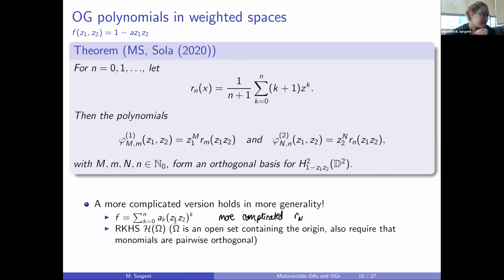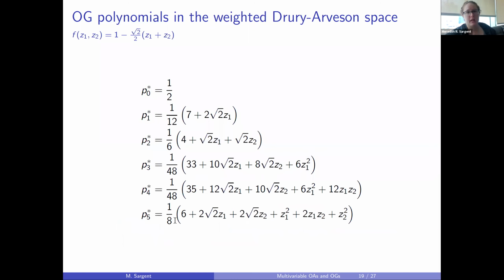So there is a nice two variable example that we have. Here, I'm going to write about this in the Drury-Arvidsson space, but it also works in a more general space, and I'll talk about that too. Here, I'm taking, instead of Z1 times Z2, I'm doing Z1 plus Z2. And I have just taken this and run it through the matrix method to compute optimal approximants. Computed the first 5 here. Look how pretty those are. They follow a really nice pattern.